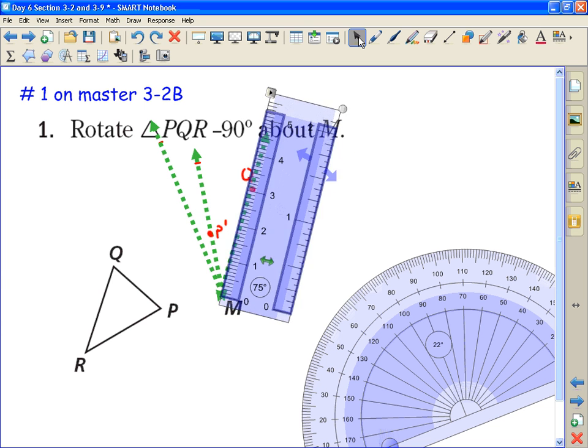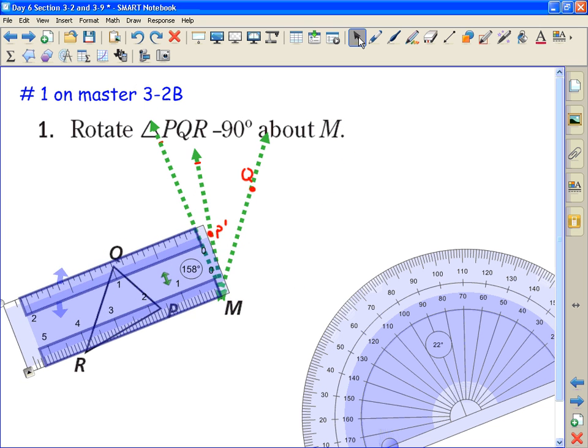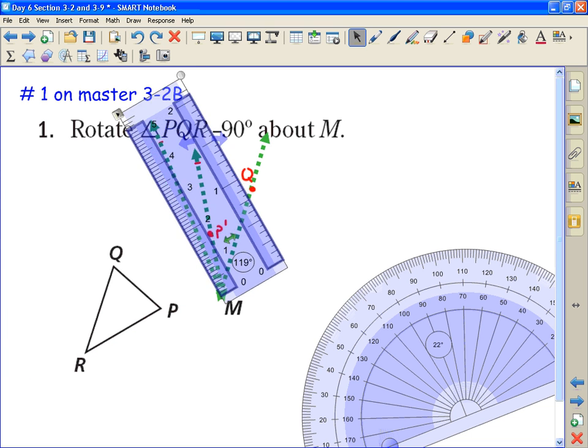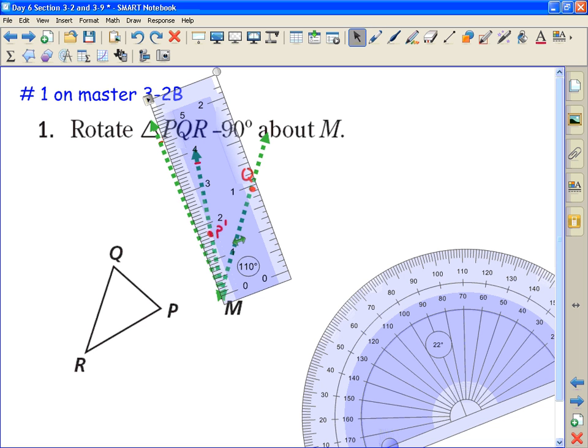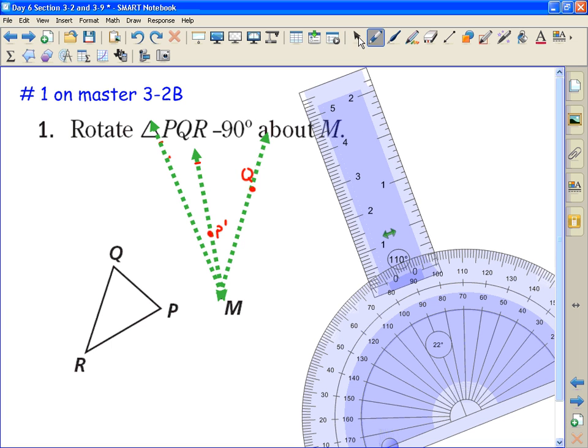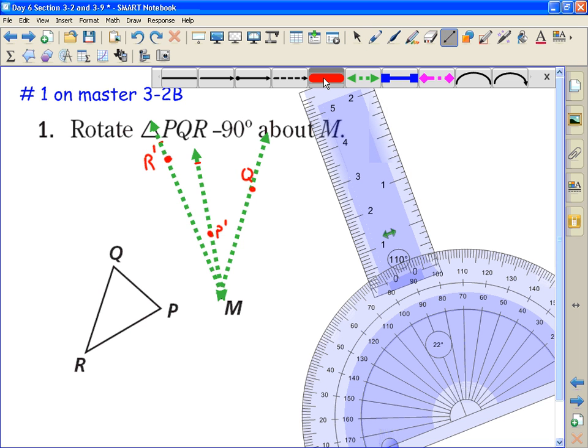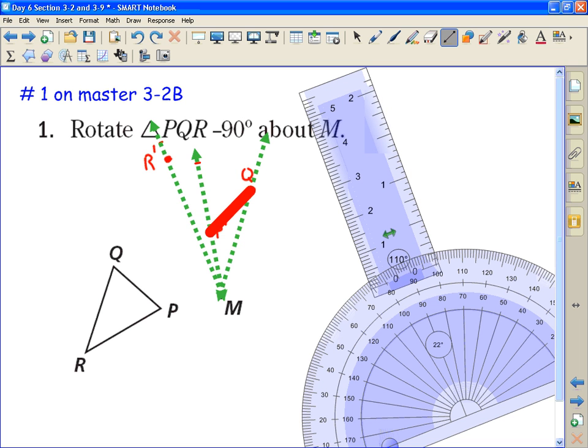Now what I need to do is determine how far away R is. If I measure R, I've got 4.1 centimeters away. So I'm going to rotate my ruler to measure, find 4.1 centimeters on the green line I just drew. Make a dot there. Make it a little bigger here. That is my point R primed. Once I've done that, what I need to do is connect the dots to form a triangle P primed, Q primed, R primed.